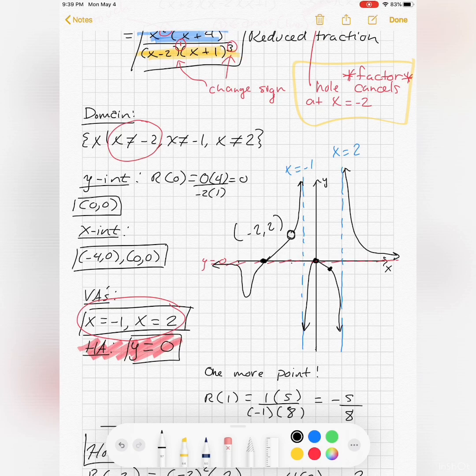Cool. Okay. So, got everything accounted for.